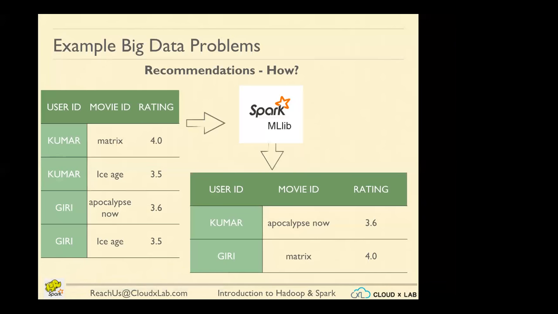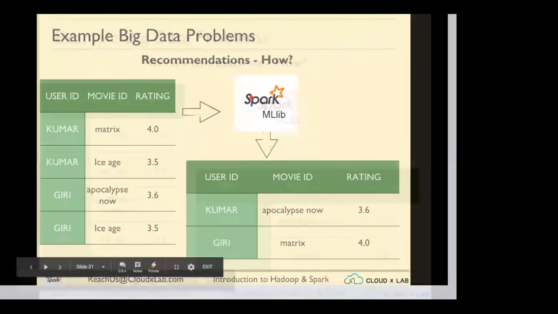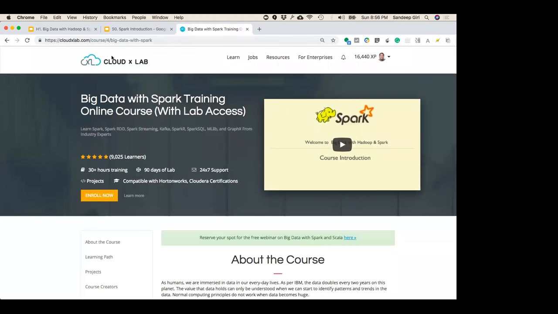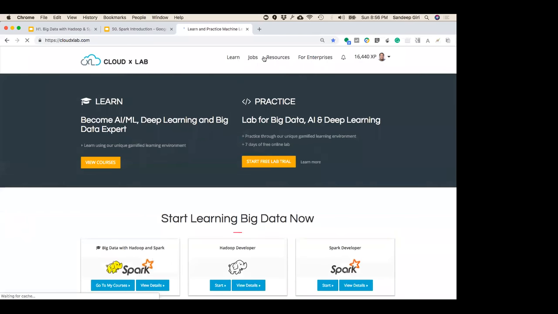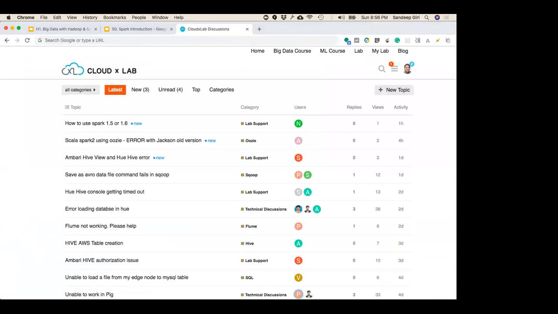A question from someone from IBM is how are we using that? I think you can come over to our discussion forum. We have a very vibrant discussion forum. If you go to our website, cloudxlab.com, under resources we have the forum. This is a very popular forum and people use it. Please post your questions there and I would love to answer.